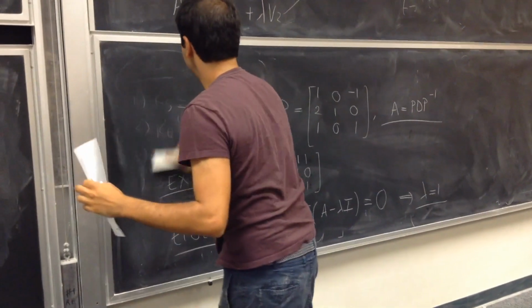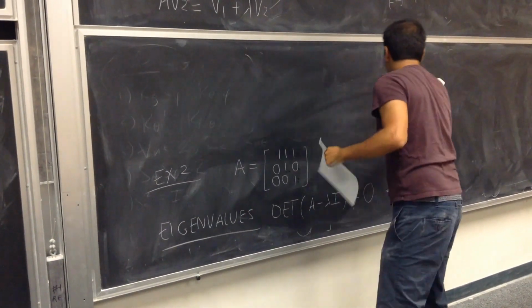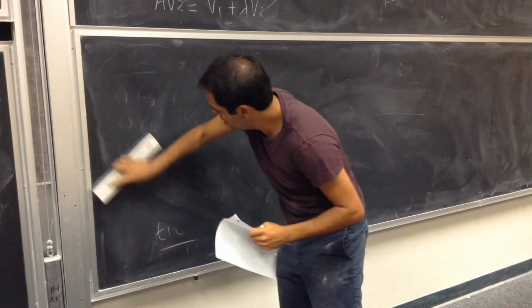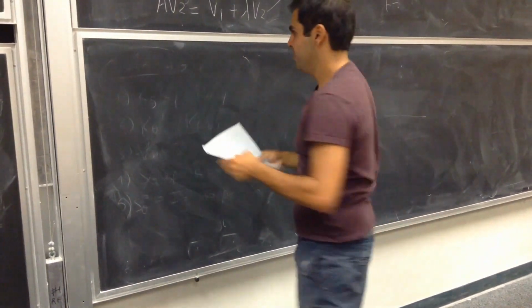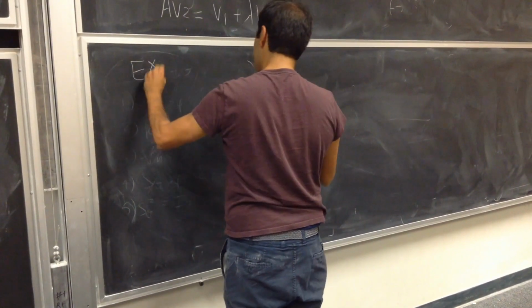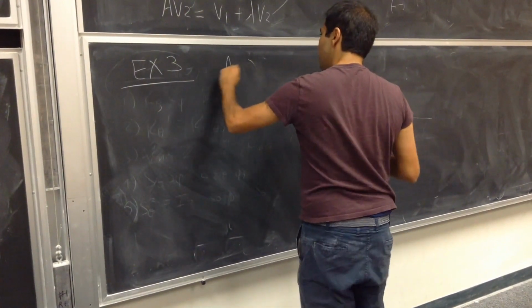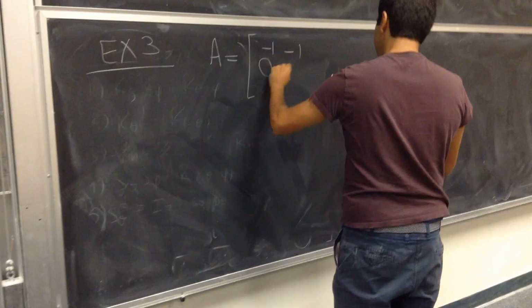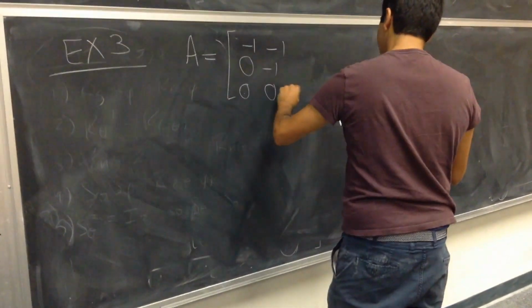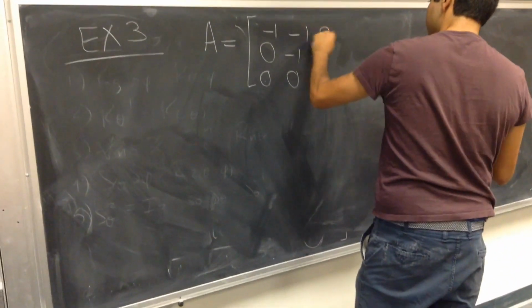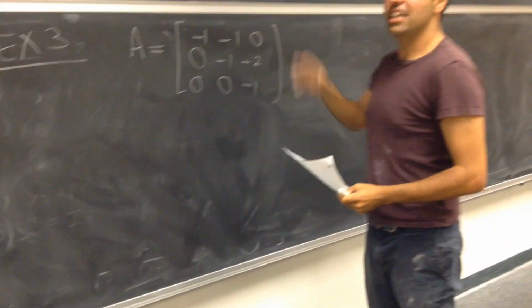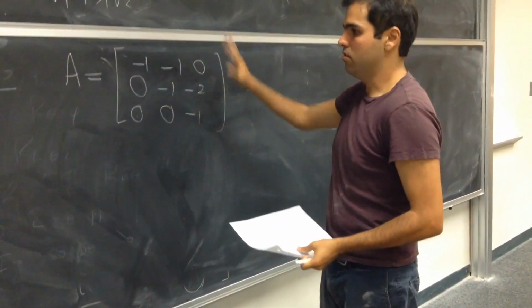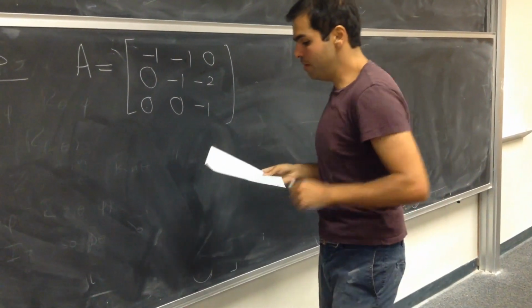What about the worst case scenario? Example 3. What if you have A equals minus 1, minus 1, 0, minus 1, 0, 0, minus 1, minus 2, 0. Again, not a Jordan block, because those numbers need to be 1. So it doesn't count as a Jordan block.